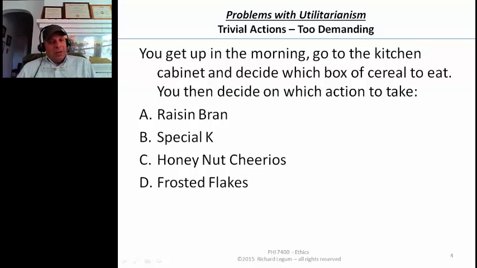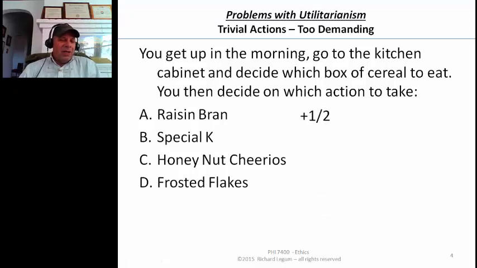Remember, an act is right if and only if no alternative to the action that the agent could have performed has a higher utility. In other words, you've got to pick the action that has the highest utility or is tied for the highest utility of these. Well, let me assign some utilities to these.